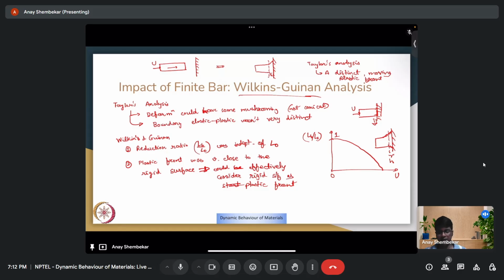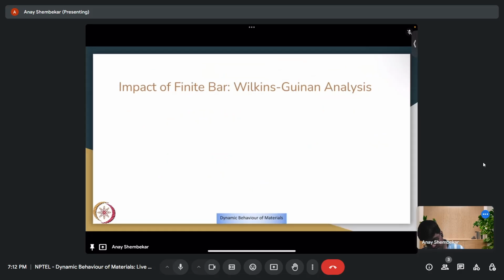So what Wilkins and Guinan first did was they made the very first assumption that the rigid surface and the plastic front are at almost the same location. When they did so, the assumption is that the rigid surface is almost at the same location as the plastic front.